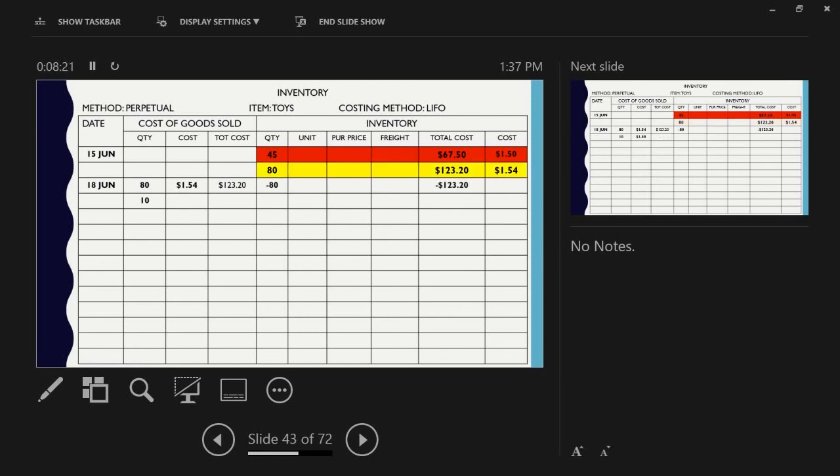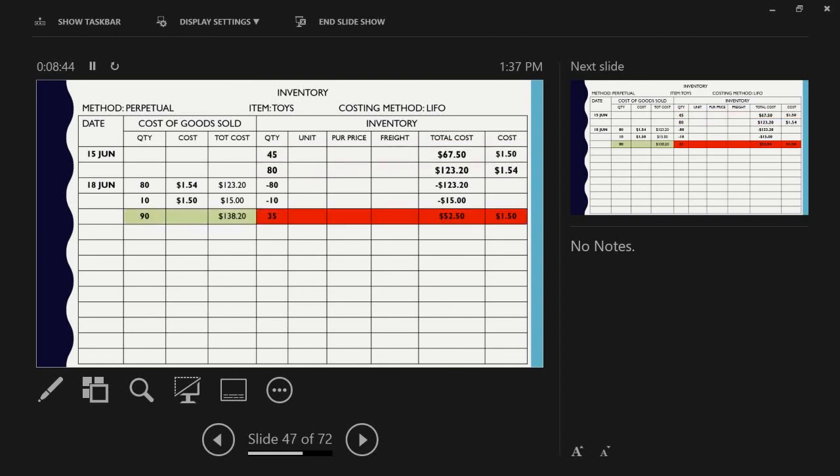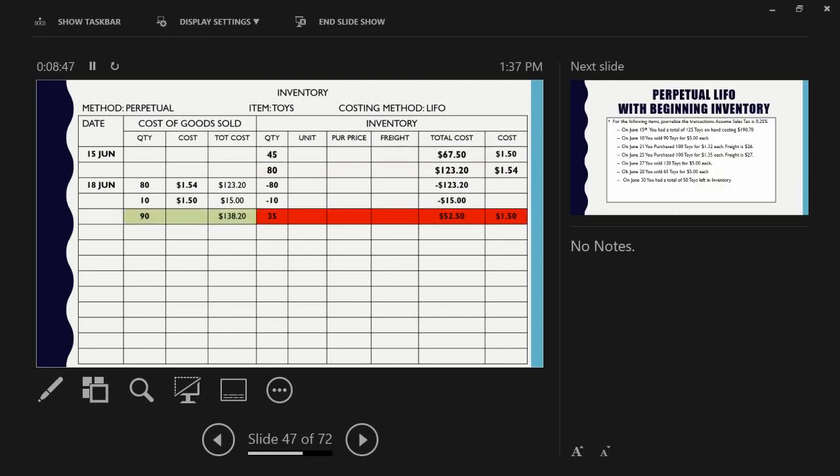Okay? And the next one is I need to take 10 away from my red batch. My red batch is going to cost me $1.50 to sell. Okay? So how much is that total? $15. Good. So then I'm going to go ahead and subtract that out from my 45 batch. And now my new batch for the red is now going to be 35. And that's all I have left.